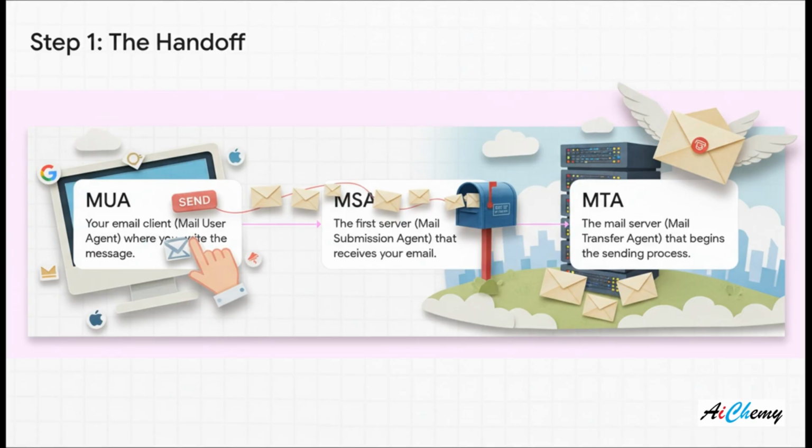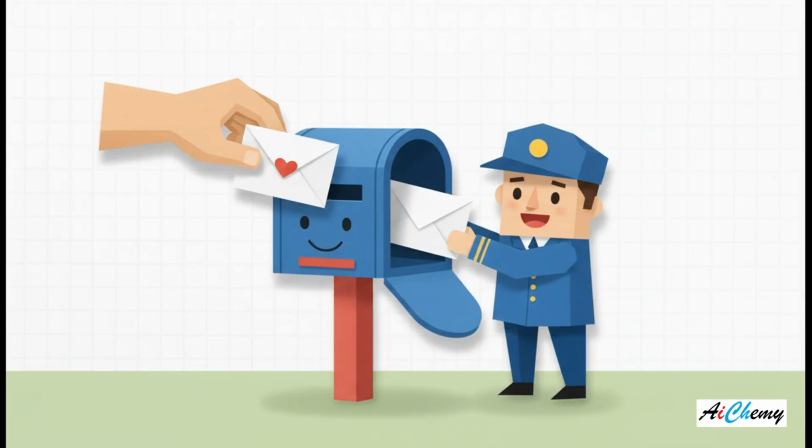From there, it goes to the mail transfer agent, or MTA. Now this is the server that actually starts pushing it out across the Internet. And a lot of the time, the MSA and MTA are just two parts of the same program working together. This is just a perfect way to picture that handoff. You, the MUA, write the letter and pop it in the mailbox. Then the Postal Service, that's our MSA and MTA, takes it from there. All these acronyms are really just technical terms for a process we already understand in the real world.